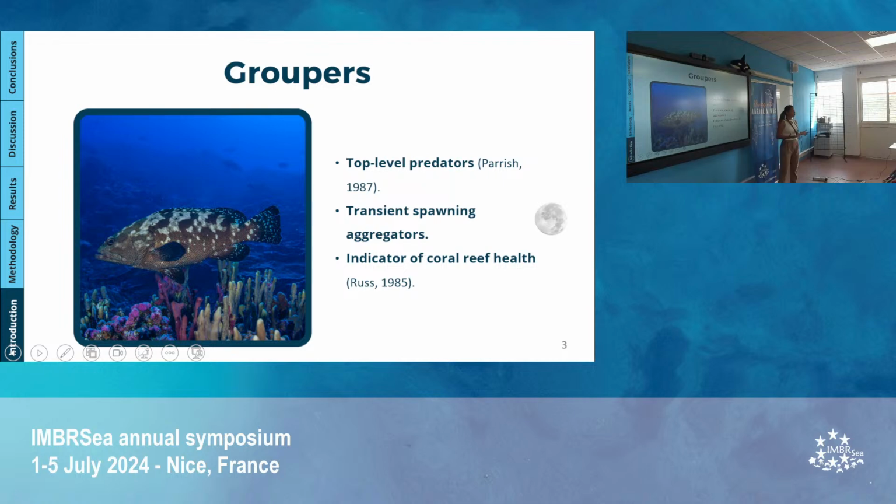So groupers are top-level predators of coral reef ecosystems. They are a solitary species, but also transient spawning aggregators, which means that they travel long distances to aggregate and spawn. And these aggregations are related with the full moon. Furthermore, their presence is an indicator of coral reef health, such as in the Mesoamerican barrier reef.